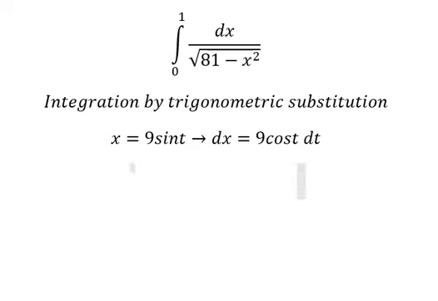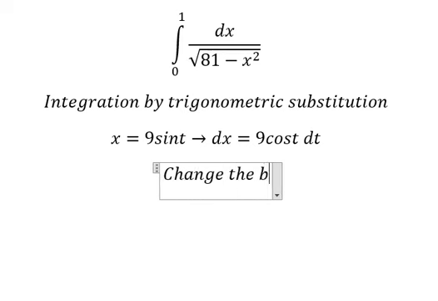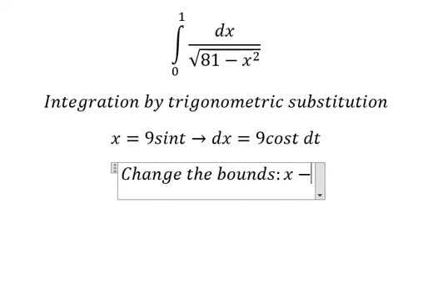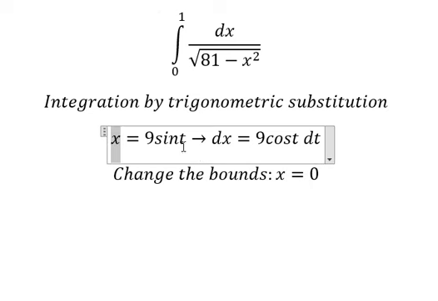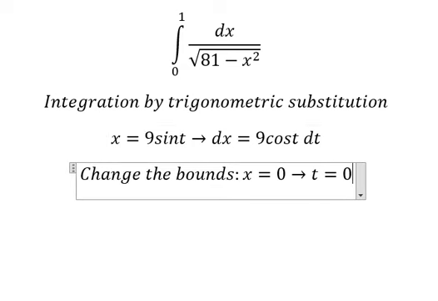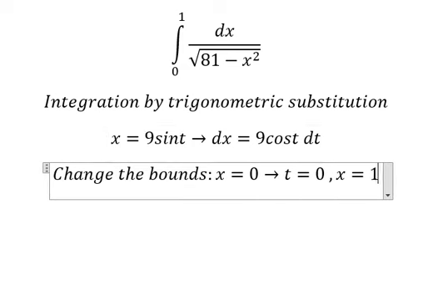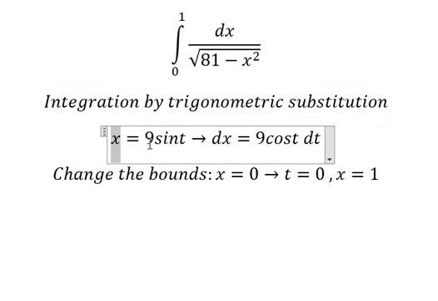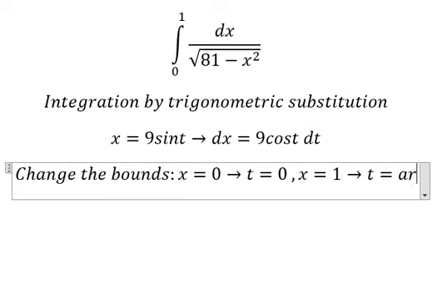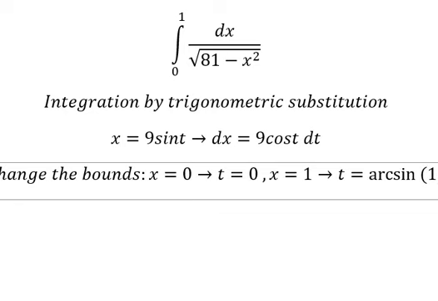Next, we need to change the bounds. When x equals 0, I will put this one here, and we can find the value of t, that is 0. When x equals 1, we put 1 here, and then we divide both sides by 9 to find the value of t. So t equals arc sine of 1 over 9.